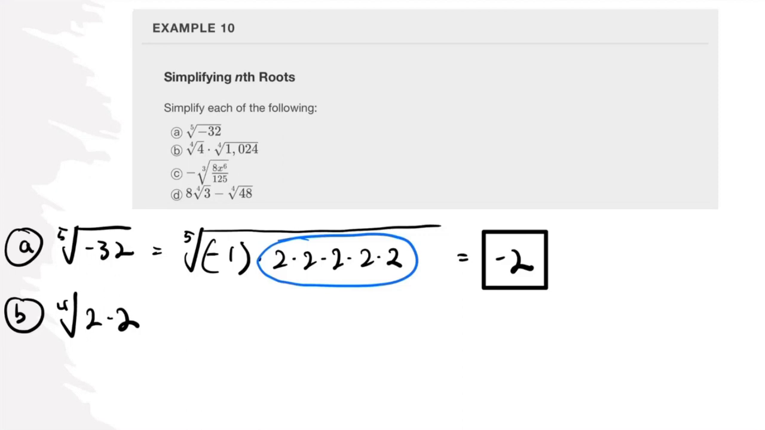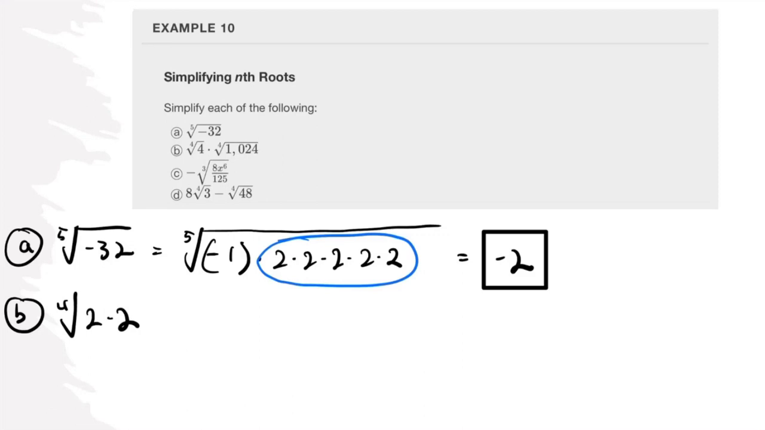Siri, what's the square root of 1024? The square root of 1024 is 32. So 1024 is 32 times 32. So it looks like that's 2 to the power of 10. Siri, what's 2 to the power of 10? 2 to the 10th power is 1024. Okay. So 1024.